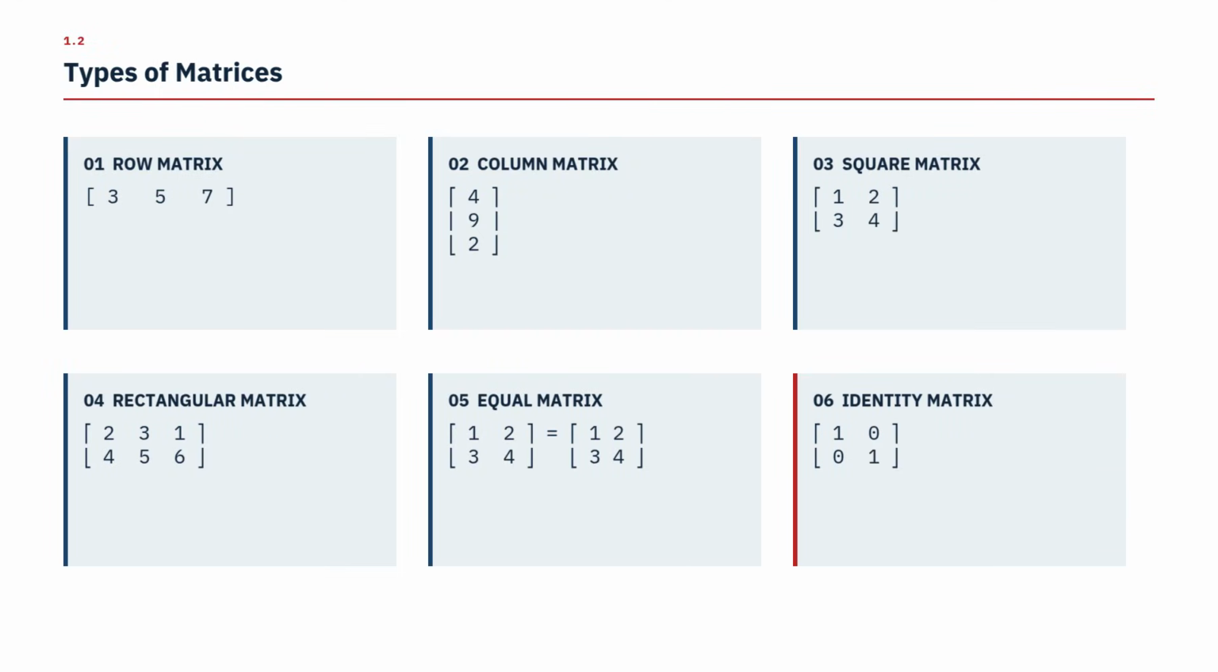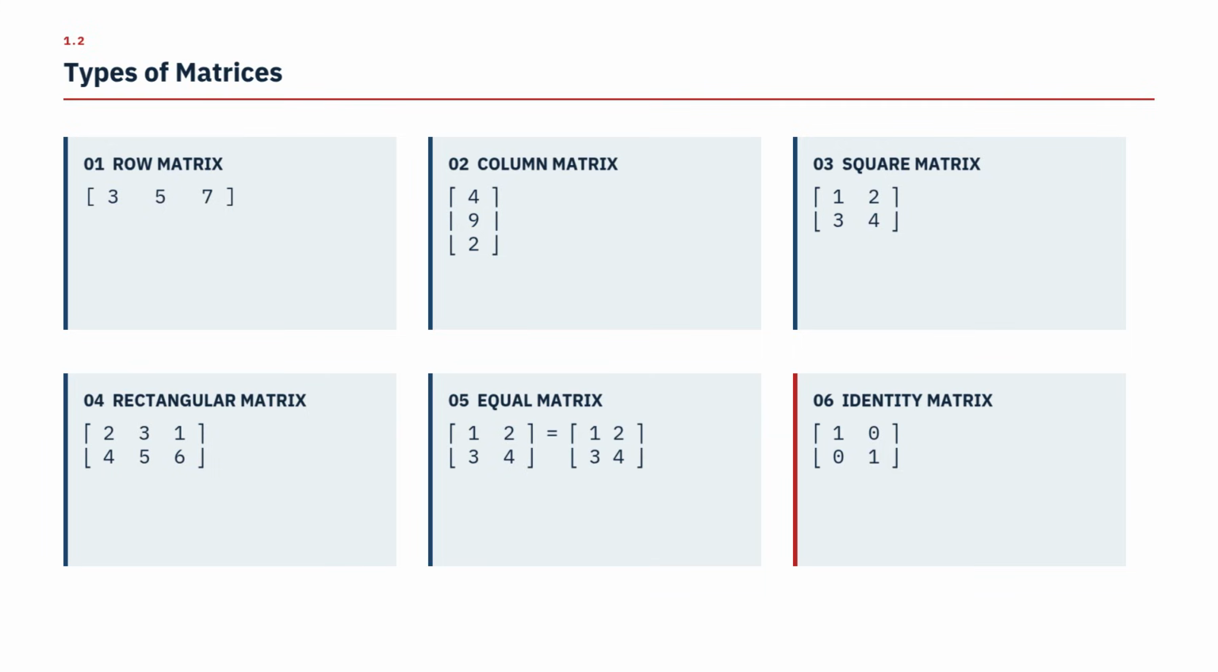Now I will explain the types of matrix. There are six types shown on this slide. First is the row matrix. It has only one row. For example, 3, 5, and 7 are arranged in one horizontal row. Second is the column matrix. It has only one column, where the numbers 4, 9, and 2 are arranged vertically.